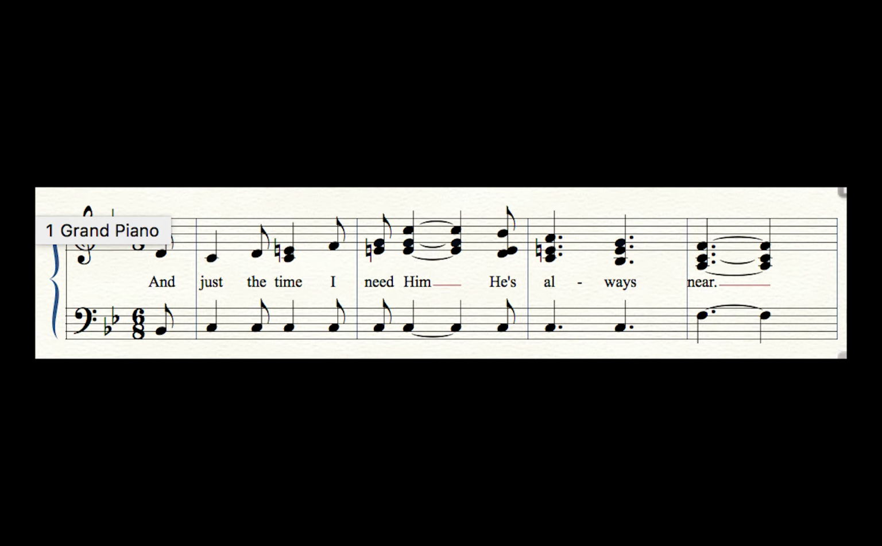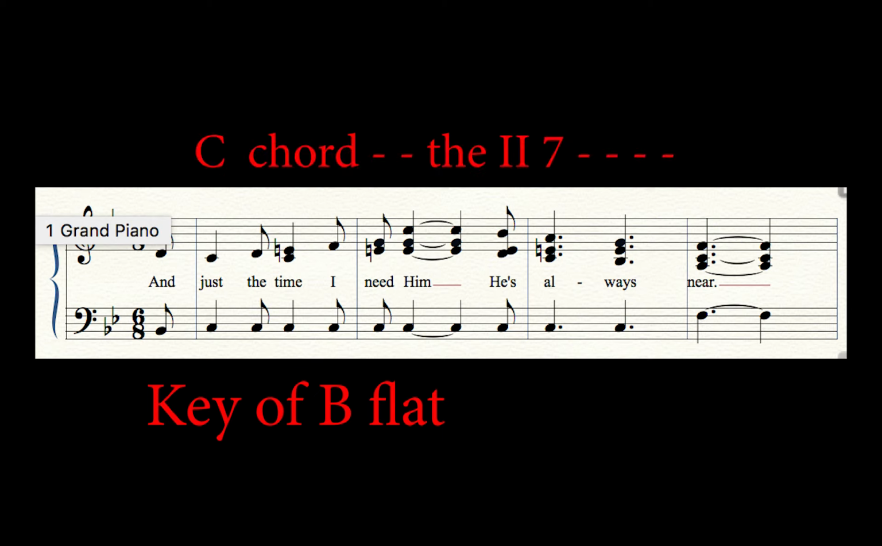Here we have only the soprano and bass lines. You can see that the key is B flat, but the second note puts step 2 in the bass. So we are going to build a C chord, which is our 2, our supertonic. Doing this over a 2-measure span gives the phrase a real boost to the height of the phrase and the crucial thought in the lyrics.